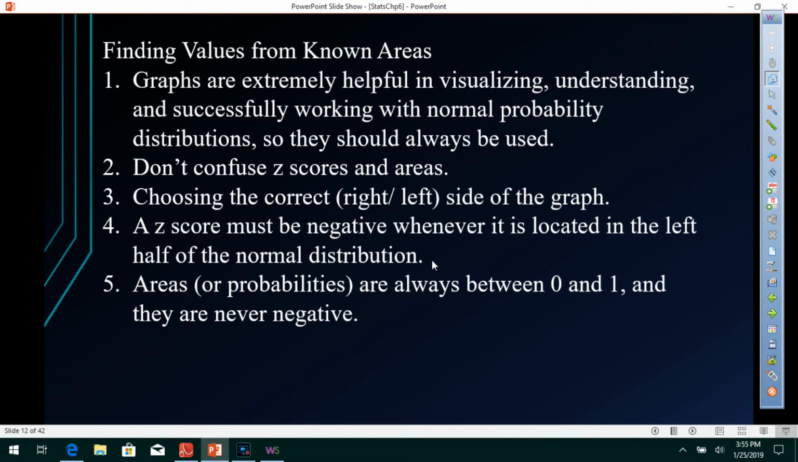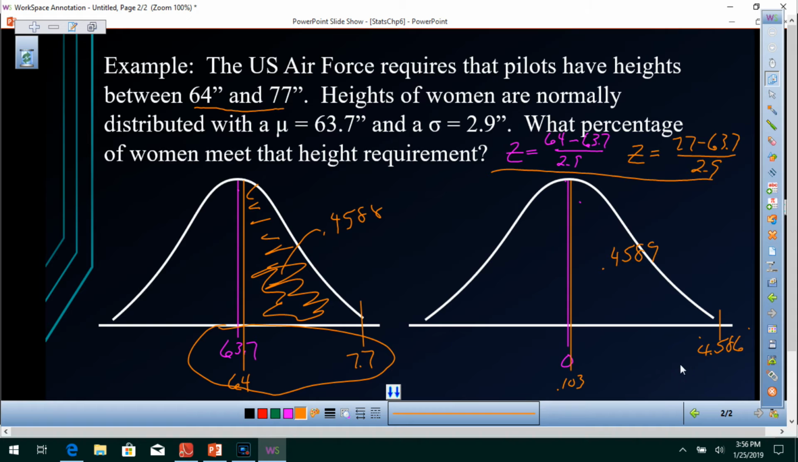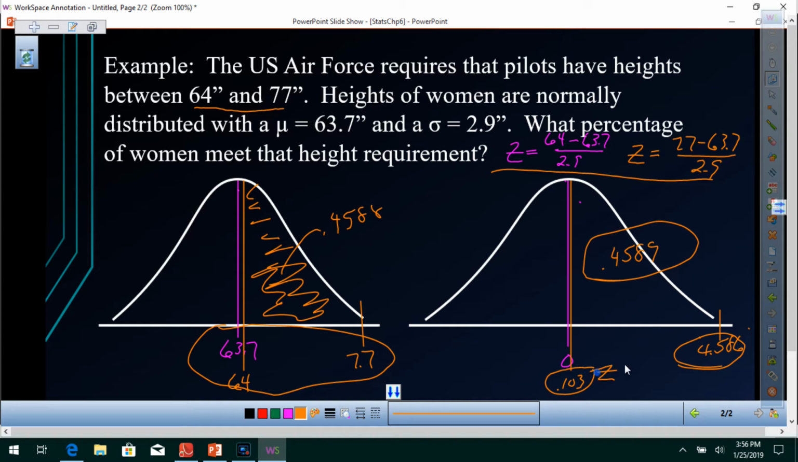Finding values from known areas. Graphs are extremely helpful in visualizing, understanding, and successfully working with normal probability distributions, so they should always be used. Don't confuse z-scores and areas. This right here is a z-score. This here is an area. Don't confuse those two.